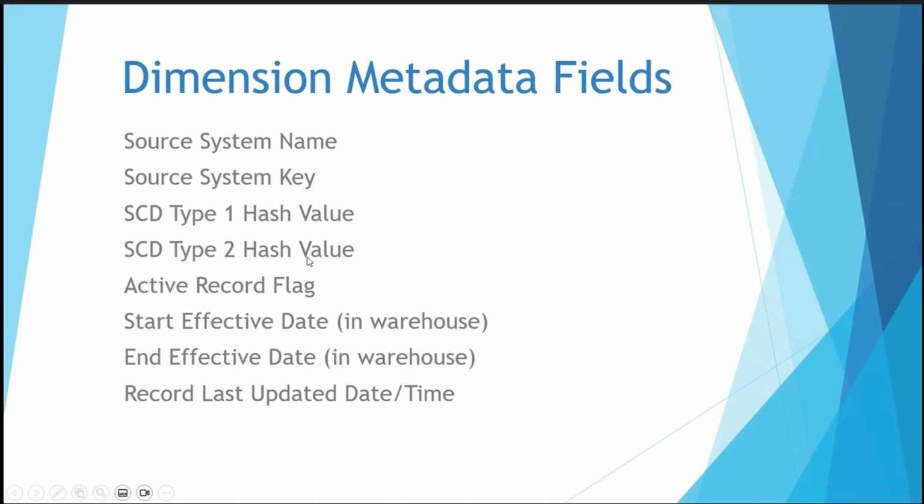Same thing with my type 2s. And because of the type 2s, we need the start and finish dates. We've got those as well, with a quick flag to make those easy to query, saying this is the active record. And one last piece I always like to have: when was that record in the system last updated?